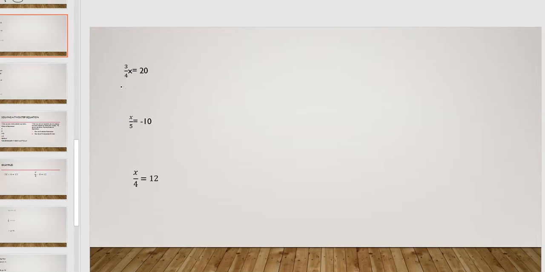So again, we're not going to panic if we see the fraction. This is just 3/4 times x. So to get rid of a multiplication of 3/4, we use division. And if we divide the left side by 3/4, we have to divide the right side by 3/4. 3/4 divided by 3/4 leaves us with 1x equal to, if we do 20 divided by 3/4, that's going to be the same thing as 20 times 4/3, which gives us 80/3.